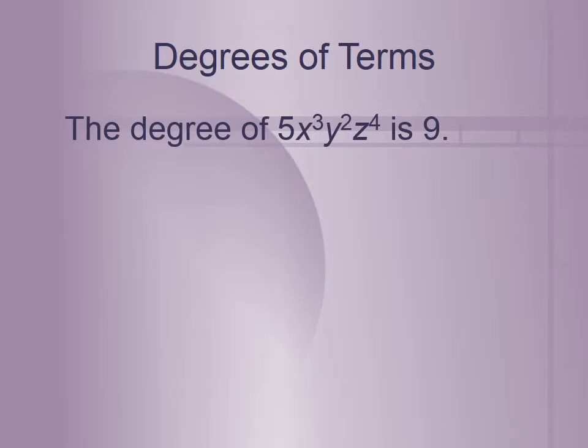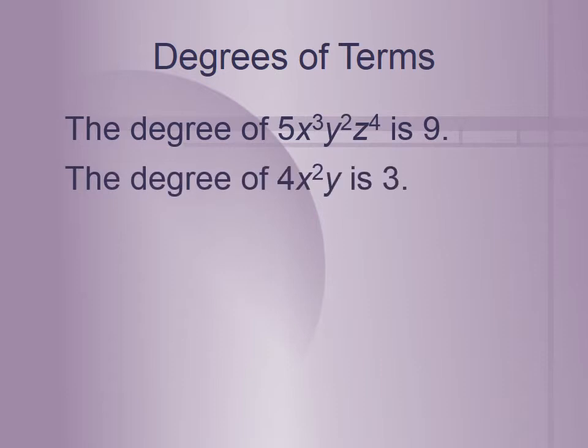So if we have the term 5x cubed y squared z fourth, we're going to add up the exponents. So 3 plus 2 is 5. And then 5 plus 4 is 9, so we get 9. So again, we added 3 plus 2 plus 4, and we got 9. And so the degree of that term is 9. The degree of the term 4x squared y is 3. And the reason is that the variable y actually has an exponent of 1. So 2 plus 1 is 3.